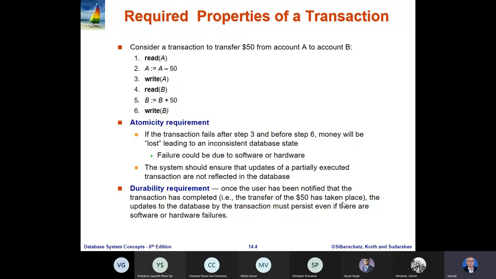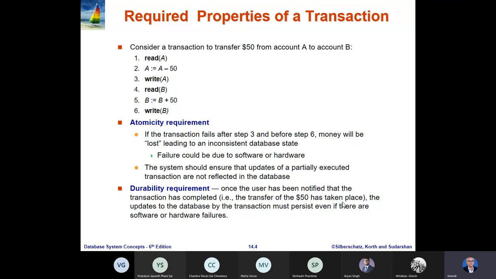Now, what is the atomicity requirement? It's very simple: if the transaction fails in this example after, say, step 3 and before step 6, money will be lost, because from A we have reduced the 50, but we have not updated the value of B. So you see those $50 that we talked about got lost. So we cannot allow that. That is what is called the atomicity requirement.